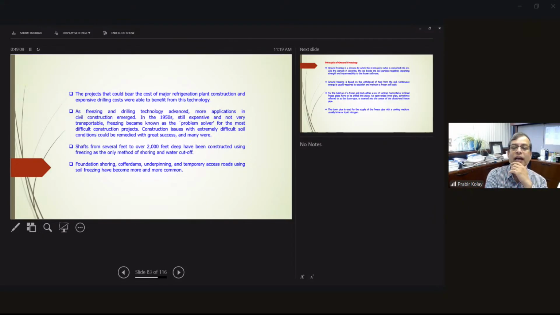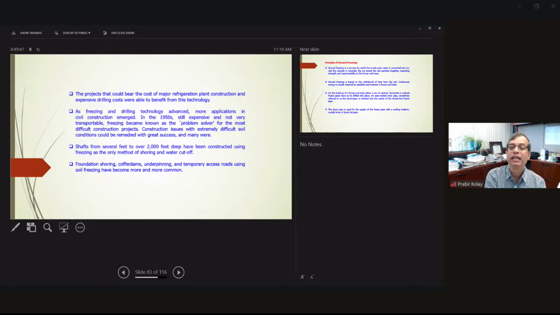Ground freezing, as I mentioned, is generally a freezing and drilling technology, more applicable for civil construction. It started in 1950. Extremely difficult soils can be remediated with great success. Obviously, you can do foundation shoring, you can do a cofferdam, you can do underpinning work, and you can do a temporary access road using soil freezing. It is more common for deep construction, and you can go even 2,000 feet deep using the freezing method. Again, it is expensive.